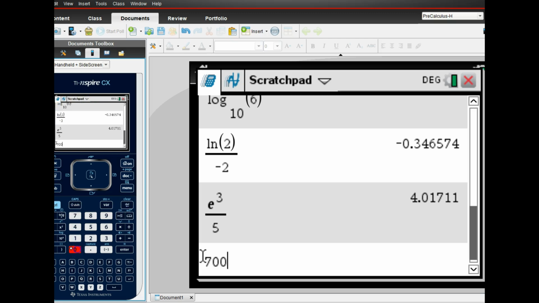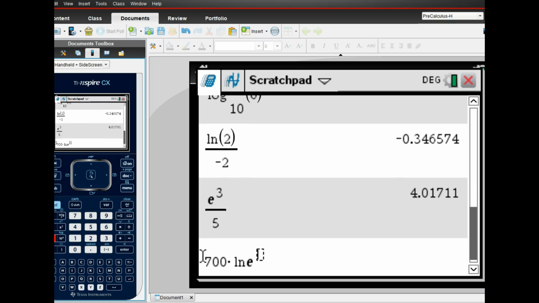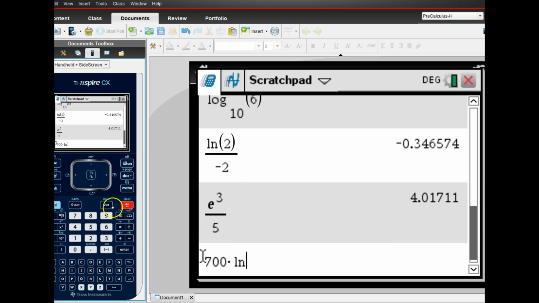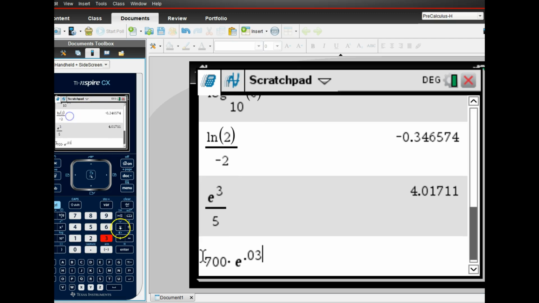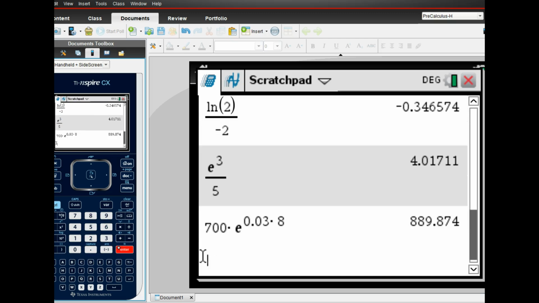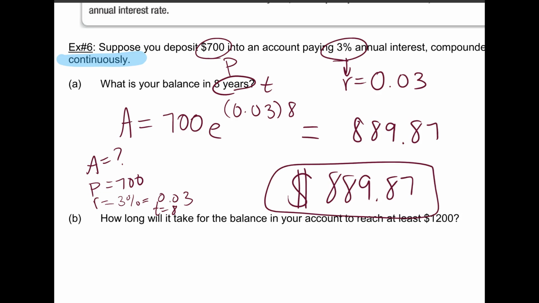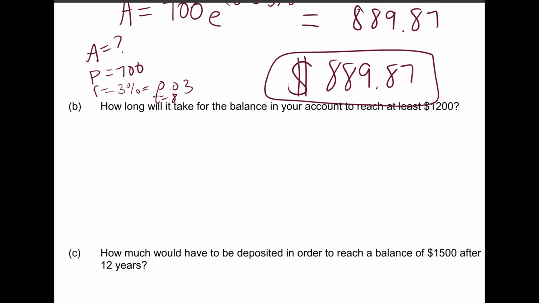So I have 700 times, let's see, I don't want the control button, I just want the E button. E to the 0.03 times 8. And enter, there we go, 889.874. I rounded 2 places after the decimal because it's money. Yarden, please wake up. Cool.